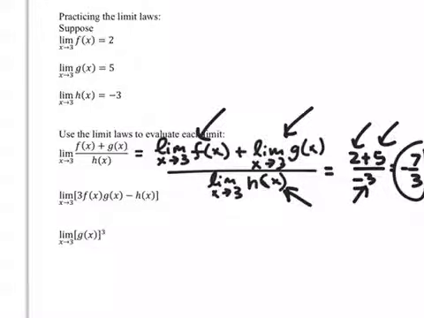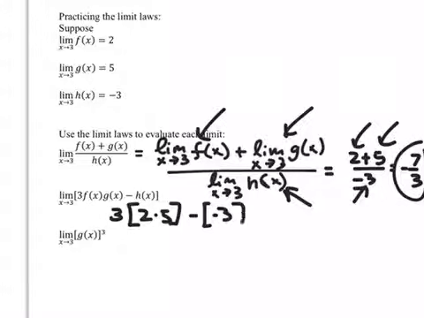For the next one, I would just take the 3 out in front, multiply it by the limit as x approaches 3 of f of x, which is 2. Multiply that by the limit as x approaches 3 of g of x, which is 5. And then separately, I would subtract the limit as x approaches 3 of h of x, which is negative 3. And it looks like I get 30 minus a negative 3, which looks like 30 plus 3, which would be 33.